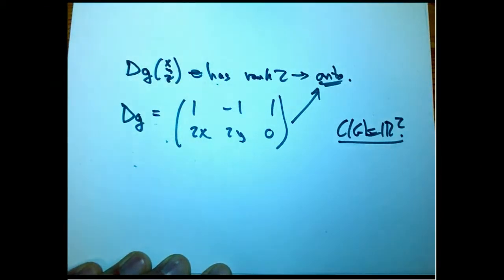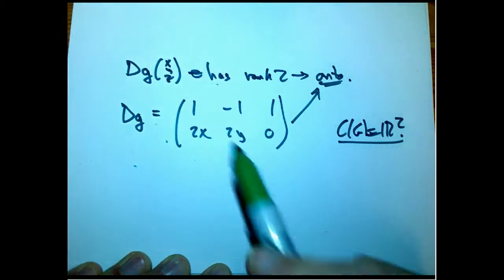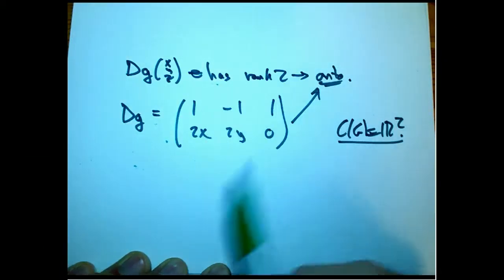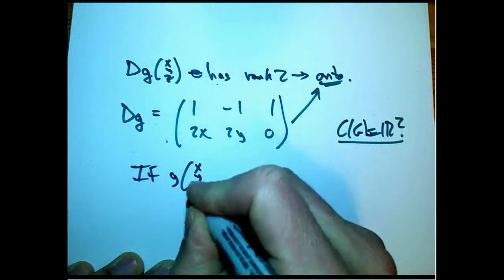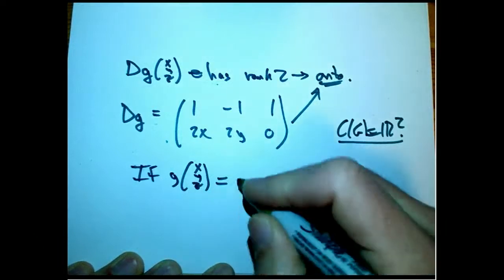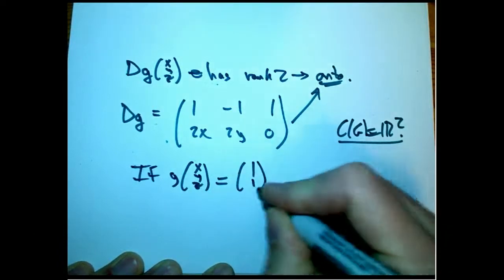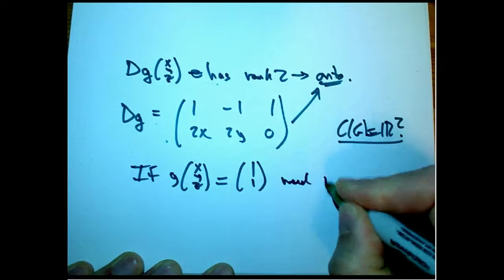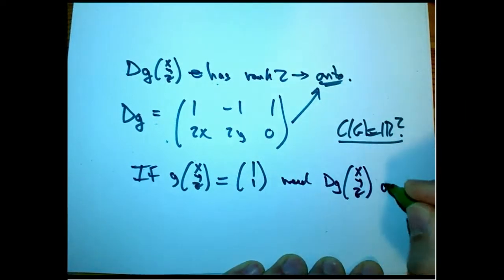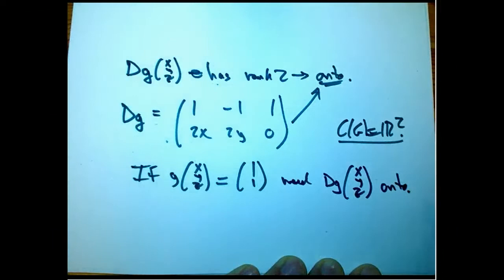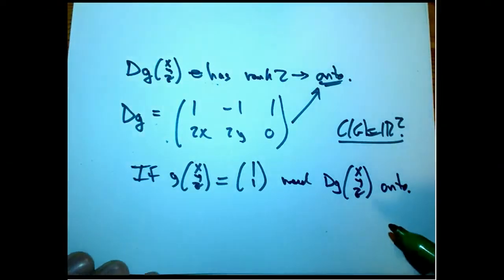What we really need is that no matter what the x and y are, as long as g of x, y, z is equal to 1, 1, we need dg of all those x, y, z's to be onto, even though we don't know exactly which x, y, z it is. So it can be a little tricky.